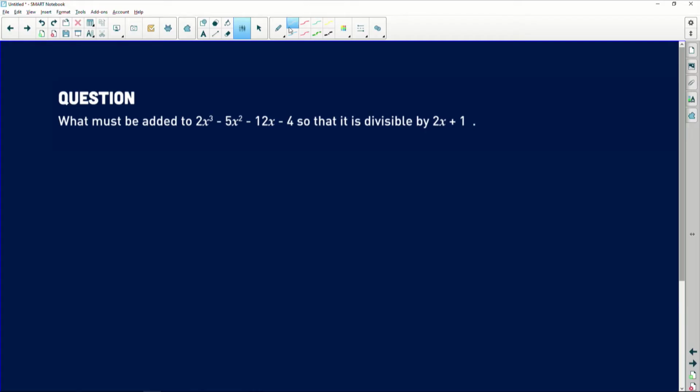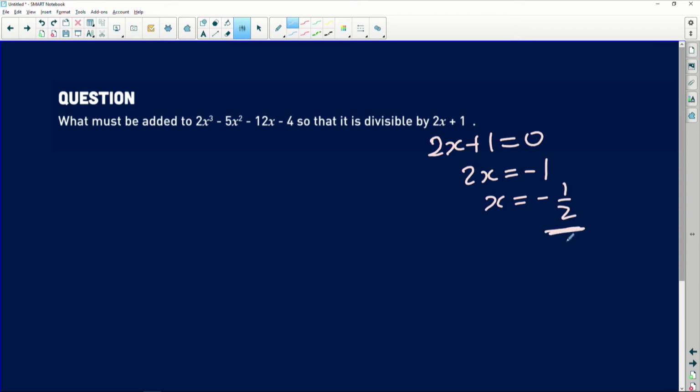So let's check this question that Monica sent to us. It says, what must be added to 2x cubed minus 5x squared minus 12x minus 4 so that it is divisible by 2x plus 1. Now, for it to be divisible, let's take this 2x plus 1, you equate it to 0, and then you make x the subject. You'll have 2x is minus 1. If you divide both sides by 2, you get x is minus 1 over 2.